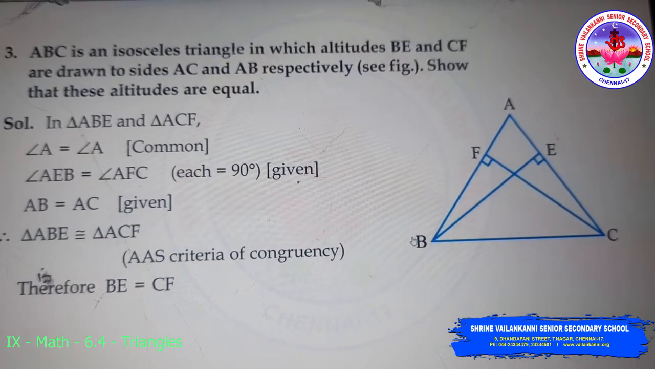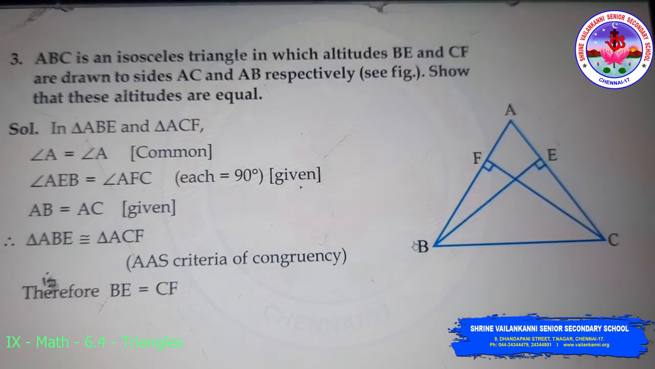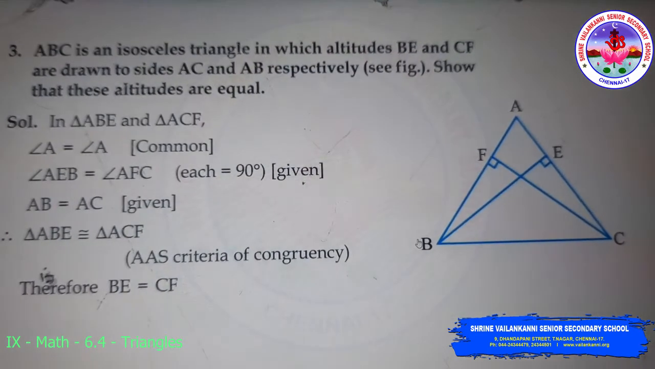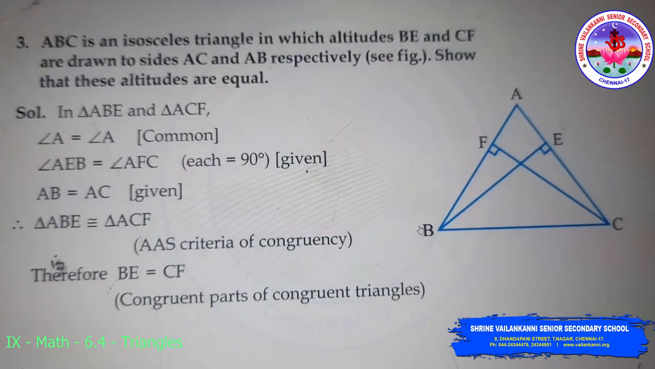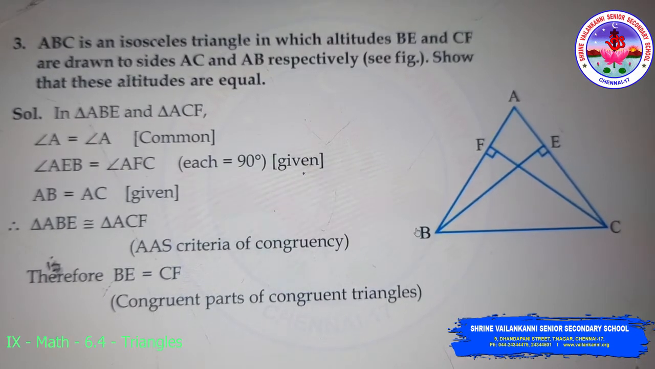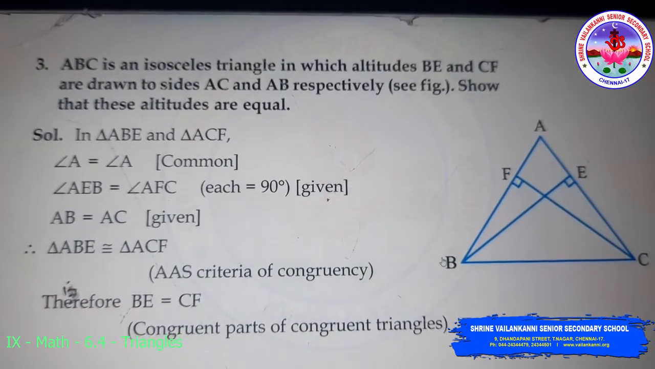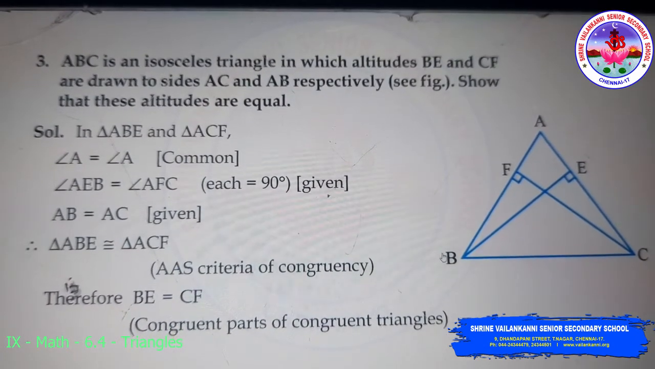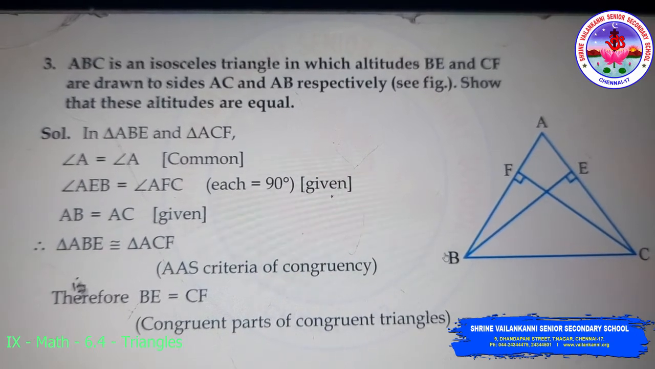Now I have the third point, AB is equal to AC, since ABC is an isosceles triangle. So I got two angles and one side. Thus by AAS criteria of congruence, I proved that triangle ABE is congruent to triangle ACF. Therefore, its corresponding parts are also equal. So I got BE is equal to CF.